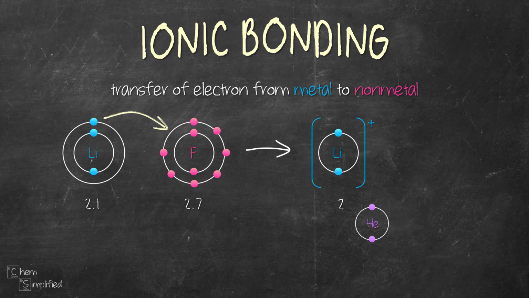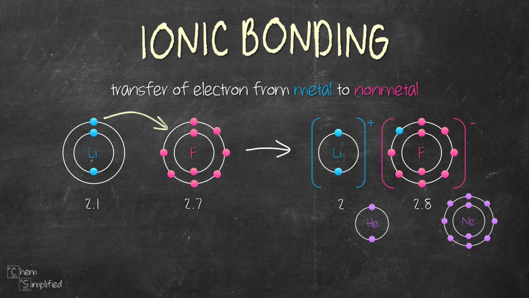Fluorine accepted 1 electron to become F-. It now has 8 electrons in its outermost shell and has the same electron configuration as neon, which is 2.8. Now both ions of lithium and fluorine are stable like noble gas.